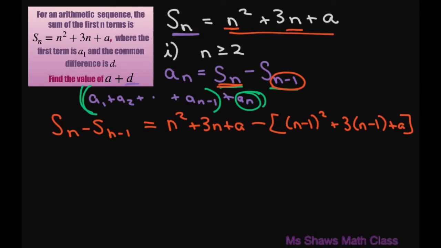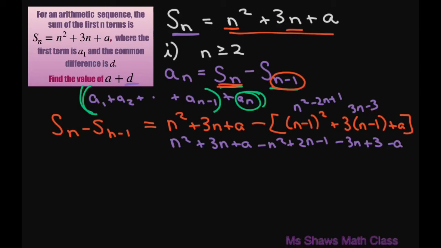All right, simplifying all this, we're going to get n squared plus 3n plus a. This is n squared minus 2n plus 1. So that's going to be minus n squared plus 2n minus 1. This is going to be 3n minus 3. So that's going to be minus 3n plus 3. And then we still have this minus a. And what happens here is the a's cancel. These cancel. 3n's cancel. So basically what we're left is 2n and then plus 2. So a sub n equals 2n plus 2.